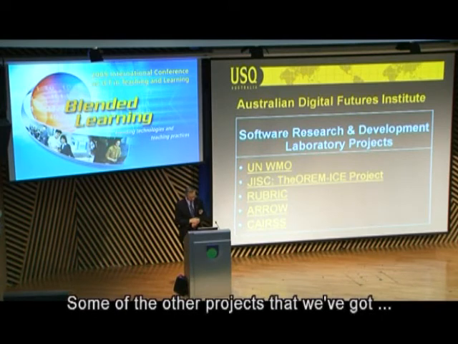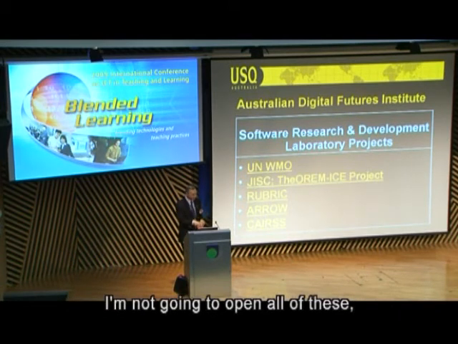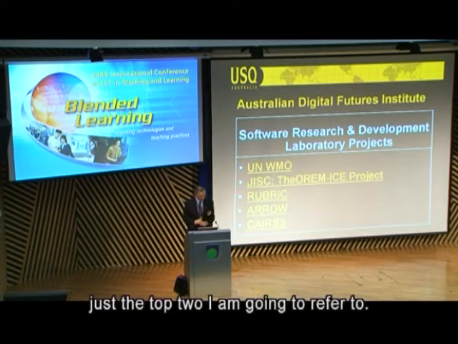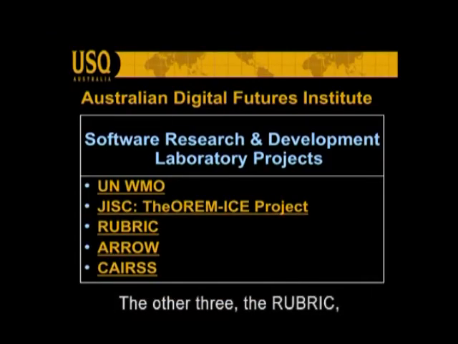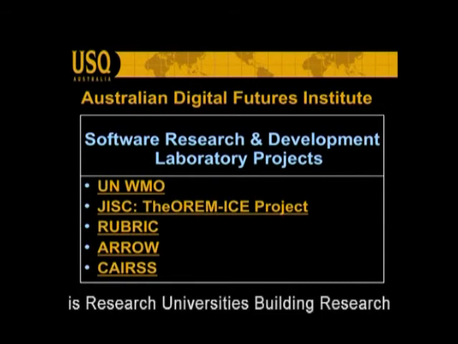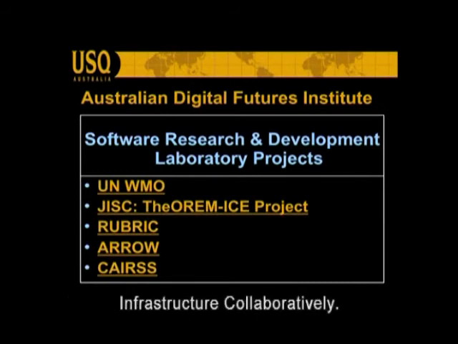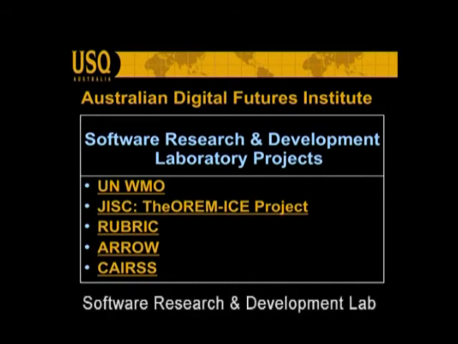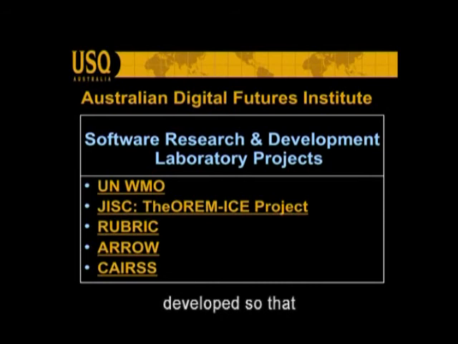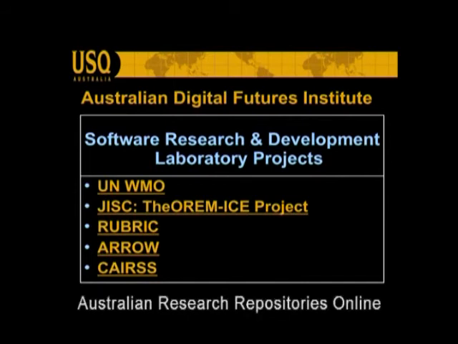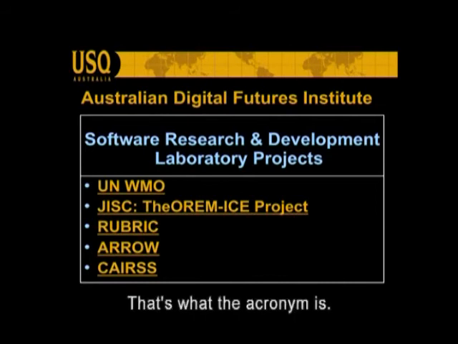Some of the other projects that we've got, I'm not going to open all of these, just the top two I'm going to refer to. The other three, the RUBRIC, is research universities building research infrastructure collaboratively, a project that our Software Research and Development Lab developed so that we can search across repositories and build common access points across repositories to help students across institutions. And the ARROW project was Australian Research Repositories Online to the World. That's what the acronym is again.